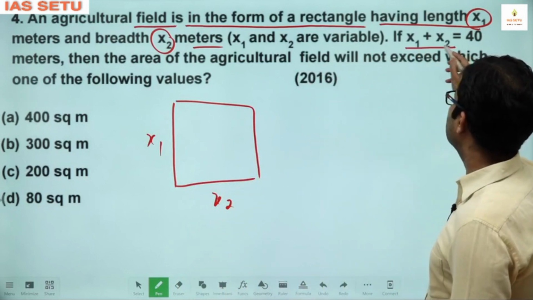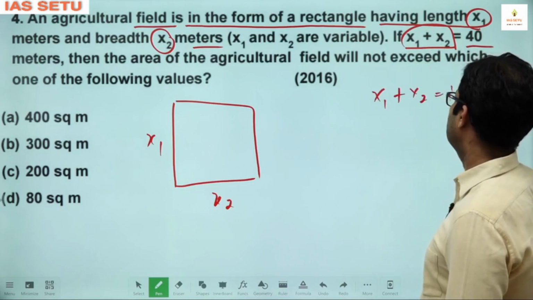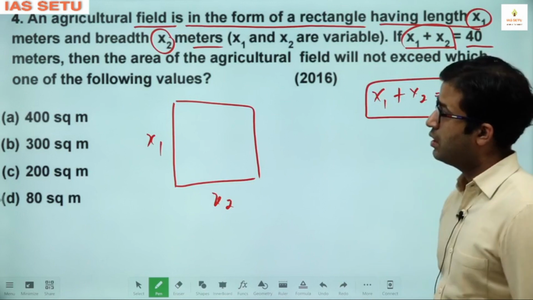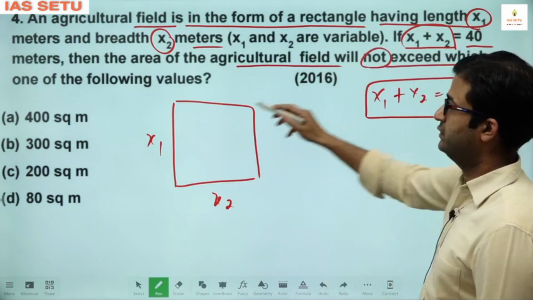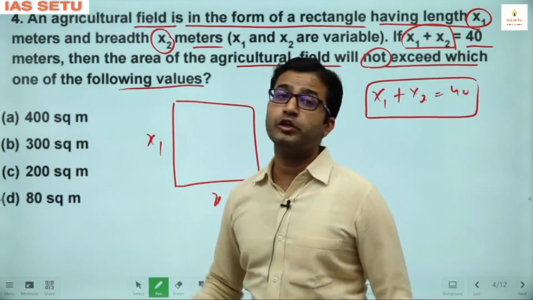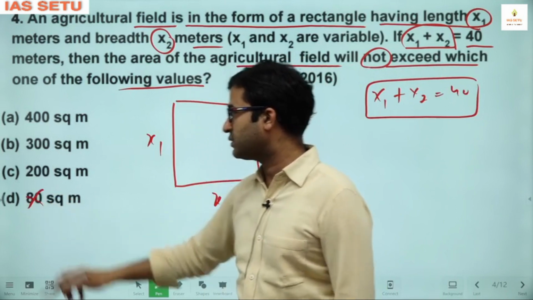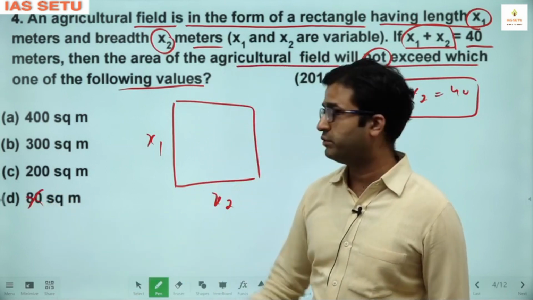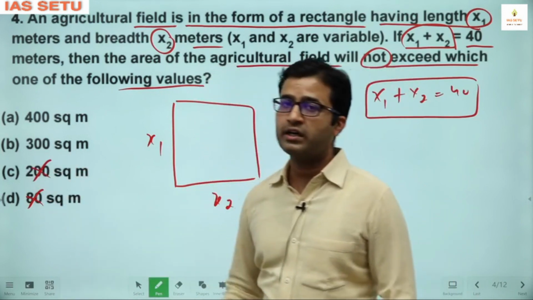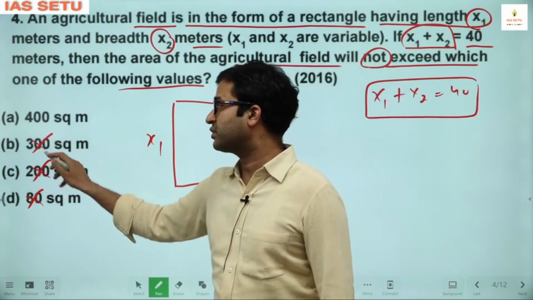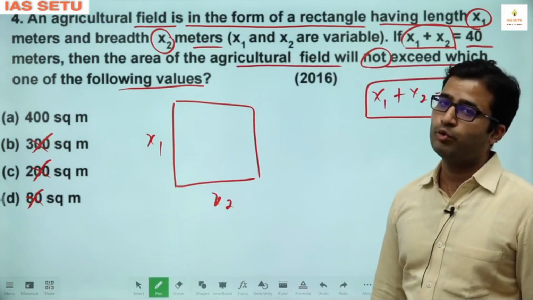x1 plus x2 is 40. Then the area of the agriculture field will not exceed which one of the following values? If it exceeds 80, I will eliminate this. If any of the possibilities exceeds 80, it means that is wrong. If it exceeds 200, I will eliminate that. If it exceeds 300, I will eliminate that. And if it exceeds 400, then there is no option to mark.